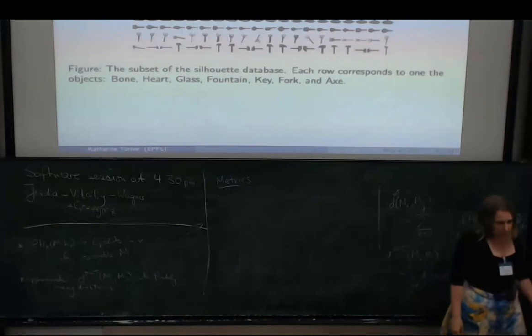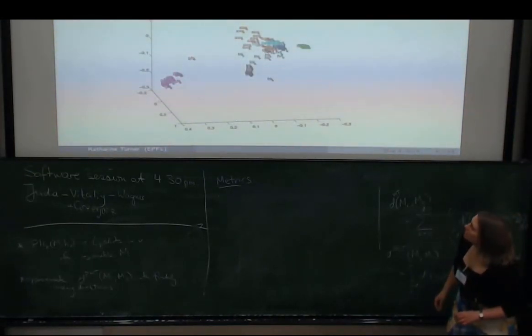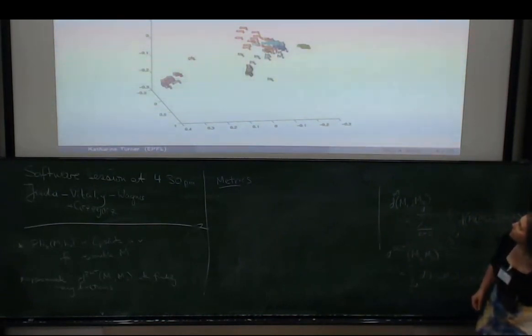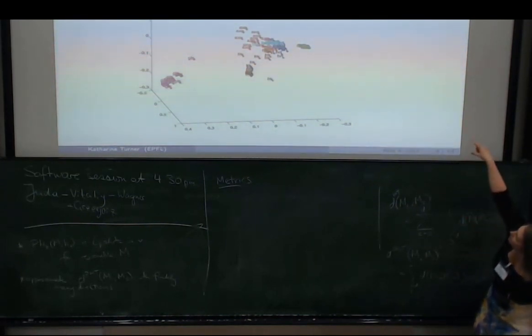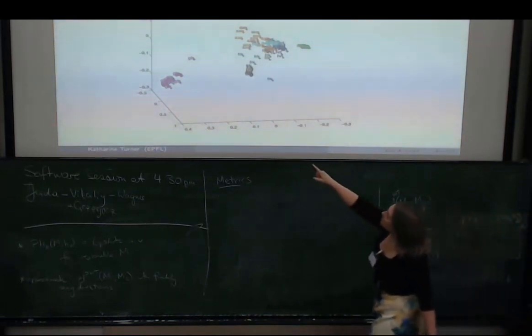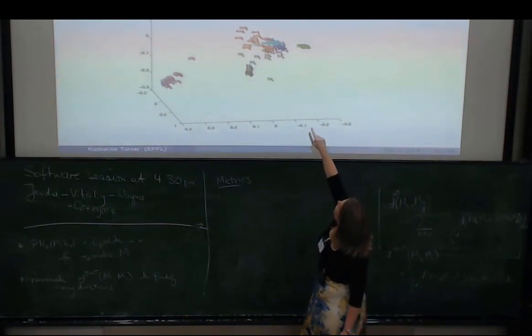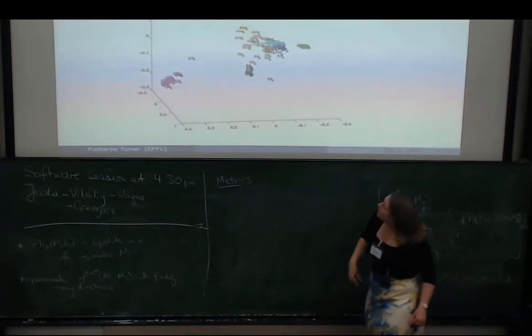Again, using the 0th dimensional one. So this is another MDS plot to try and see what these distances look like. The different colors correspond to the different classes, and there are also little letters next to them to describe. So the ones down the bottom were the glasses, the bones up the top, the blacks are forks, the greens are fountains, the axes, the keys, and the hearts.